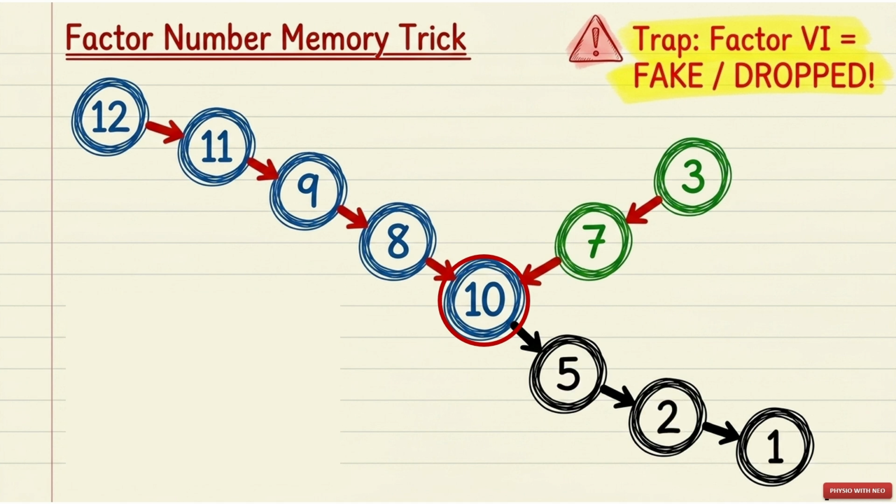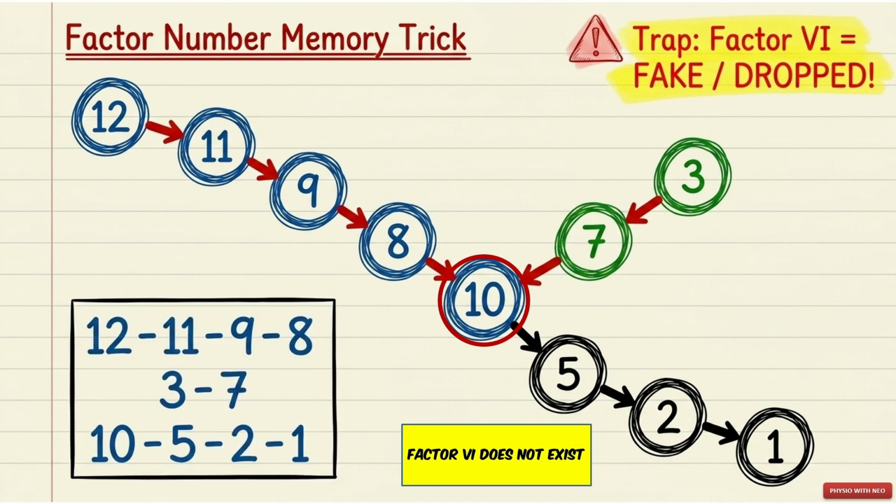Now important trap, that is the factor 6 does not exist, but many students write it in exam. Don't do that. So memorize only 12, 11, 9, 8, 3, 7, 10, 5, 2, 1. That's enough for exam result.